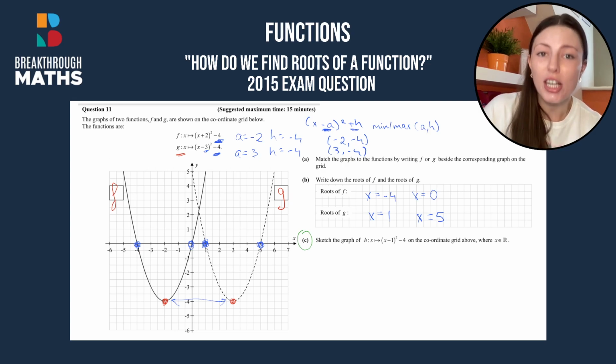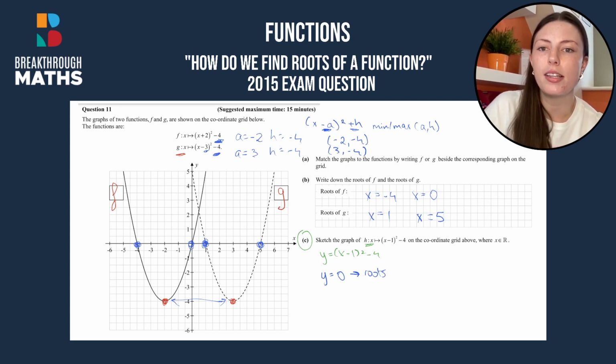So first thing we need to note is that h of x, f of x, b of x, whatever it may be, it's all the same thing as just saying y. So we'll replace h of x here and we'll say y is equal to (x minus 1) squared minus 4. Now, to find any roots, all you need to do is put y equal to 0, and this will give you your roots.